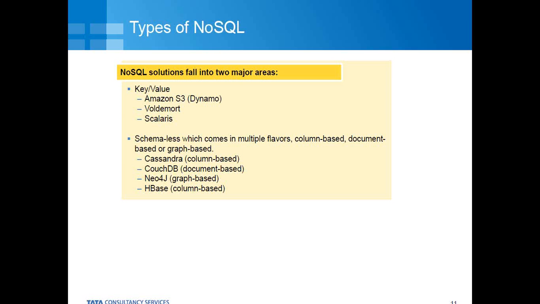The next one is graph-based, and it helps to store information about networks, mostly social connections. These graph stores are widely used whenever there is relationship data. Examples of column-based NoSQL are Cassandra. For document-based, CouchDB or MongoDB can be used. For graph-based, mostly it's Neo4j or InfiniteGraph.